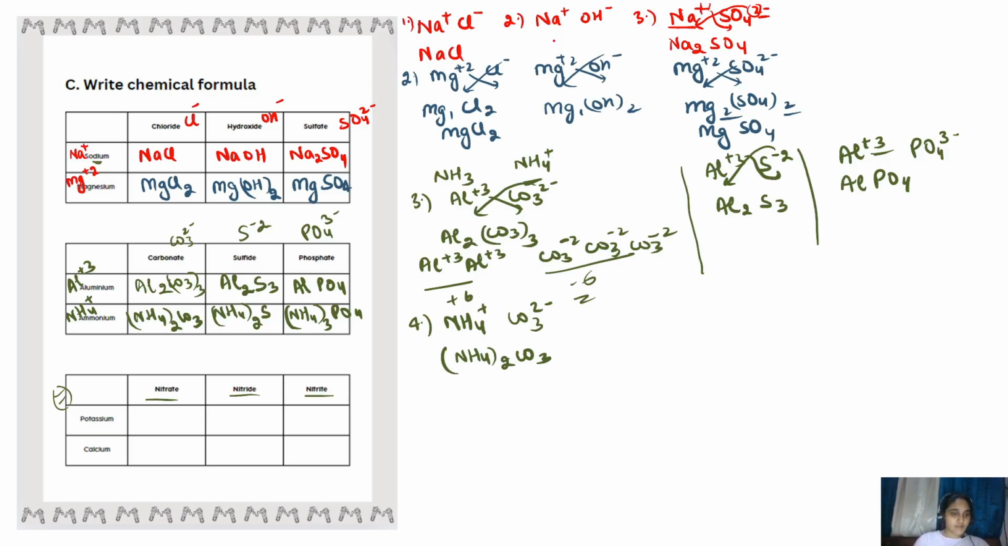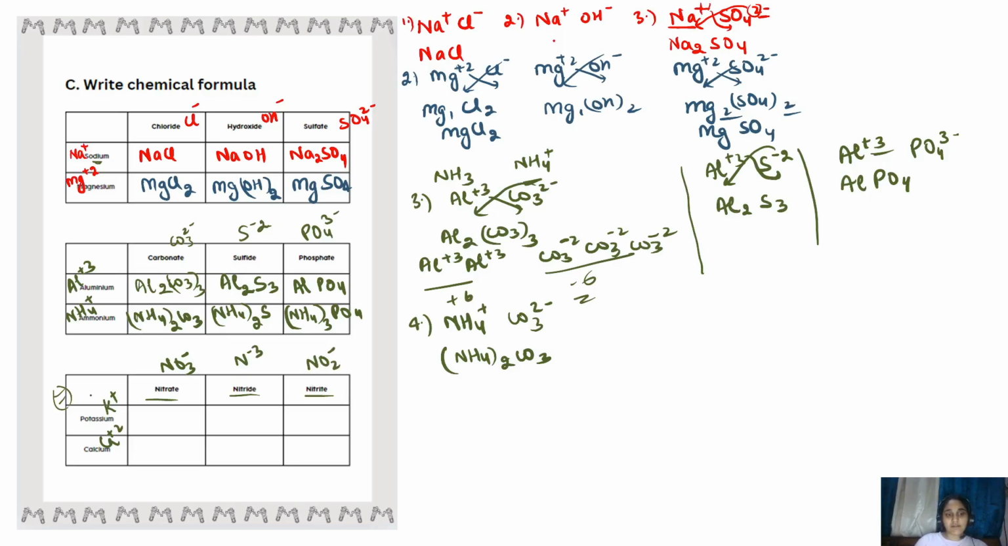Okay, so next is potassium. Potassium is K positive, calcium is Ca 2 plus. Okay, nitrate is NO3 negative, nitride is N 3 minus, nitrite is NO2 1 minus.